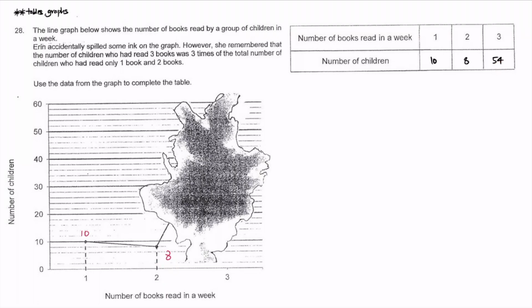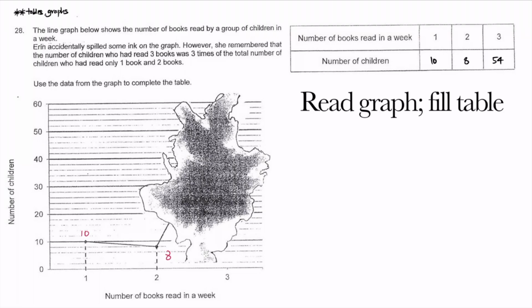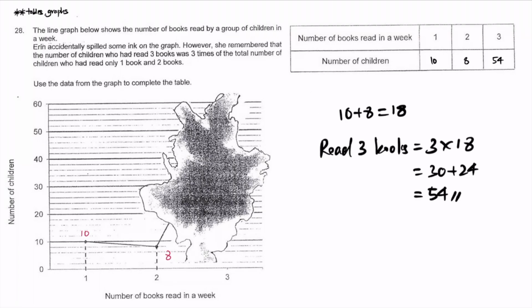Okay, so how do we obtain 54? That's when we can see that those who read 3 books was 3 times the total of those who read 1 and 2 books. So here 1 and 2 books, that's a total of 18. And those who read 3 books a week was 3 times of that. So sum these two up and triple that. So that gives us 54.